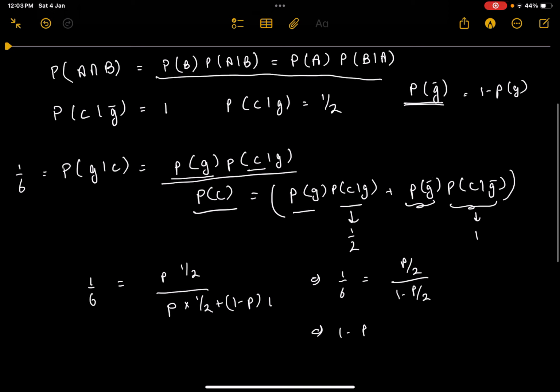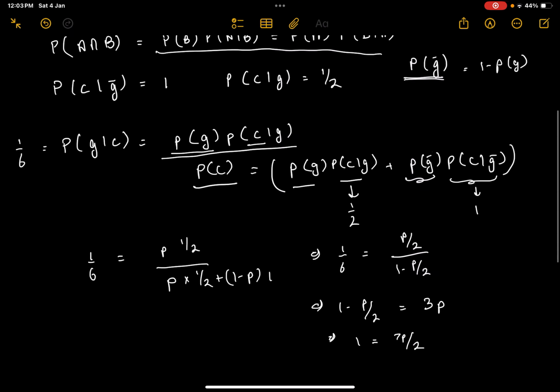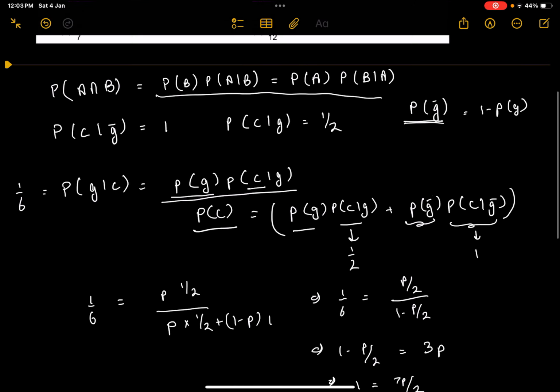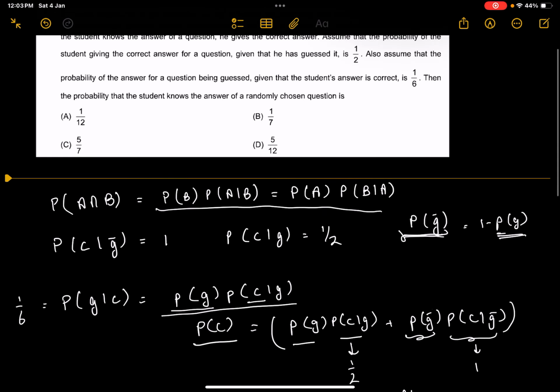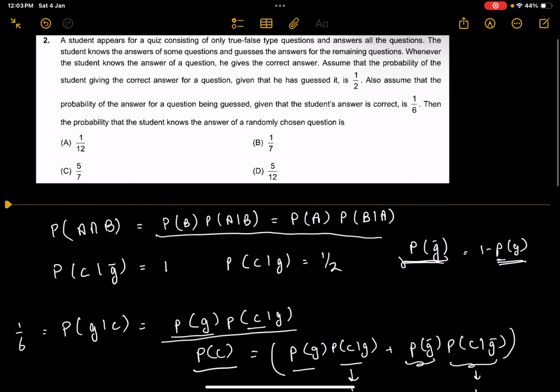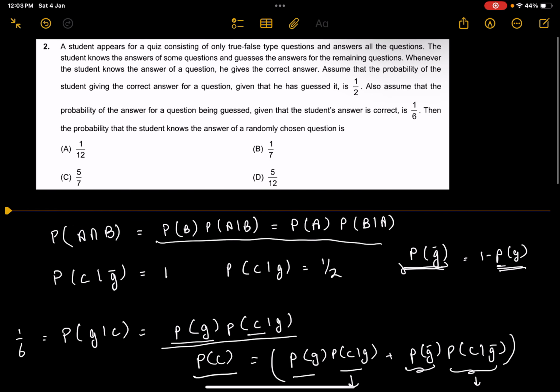This gives us 1 minus P by 2 is equal to 6 into P by 2, which is 3P. 3P plus P by 2 is 7P by 2, which gives us P equals 2 by 7. Remember, P is P(G). The question asks us for the value of P(G bar), that is 1 minus P(G). That is 1 minus 2 by 7. So the answer is C, 5 by 7. So P(G) is 2 by 7, so P(G bar) becomes 5 by 7. So the answer is C.